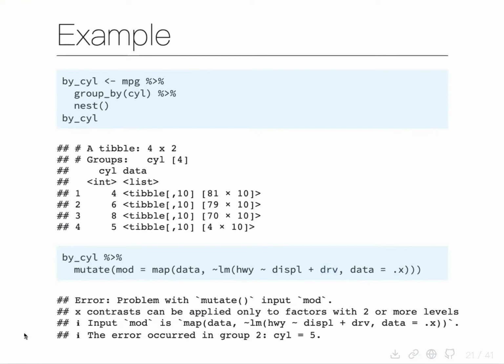And I get this error in return that says there's a problem with mutate and the input mod, for this specific thing I'm trying to create. It tells me the form of it, and then it says the error occurred in group 2, cyl equals 5. Well, in this case, the error message is very helpful in telling me that it's occurring with the fifth one. But in most cases, it's not quite so straightforward, especially if you have a bigger list that you're iterating through, and there might be 17 out of the 50 that have errors.